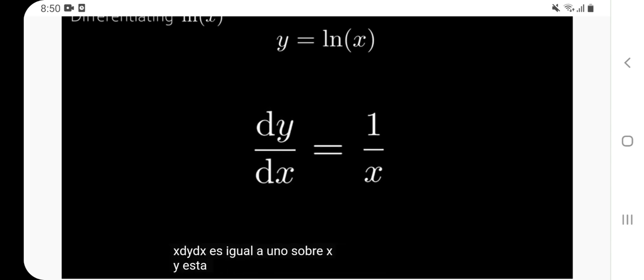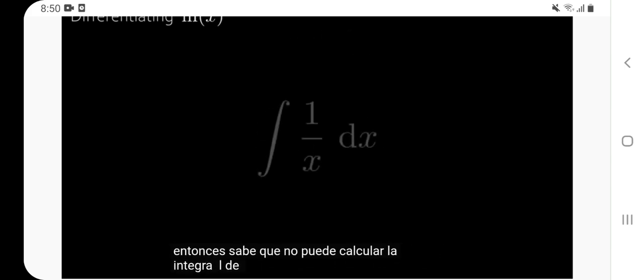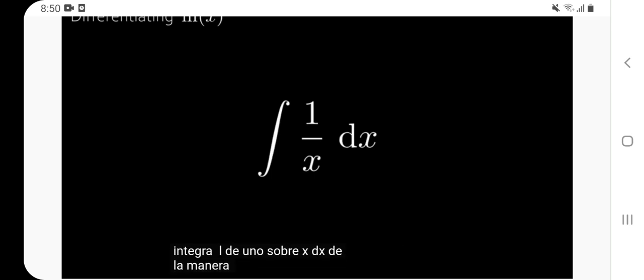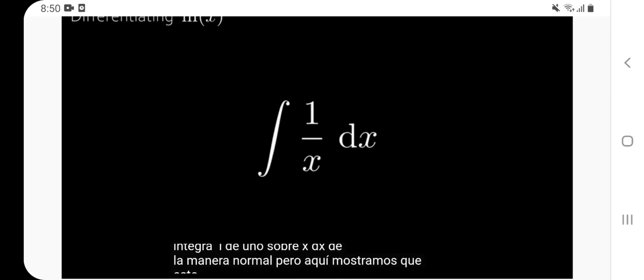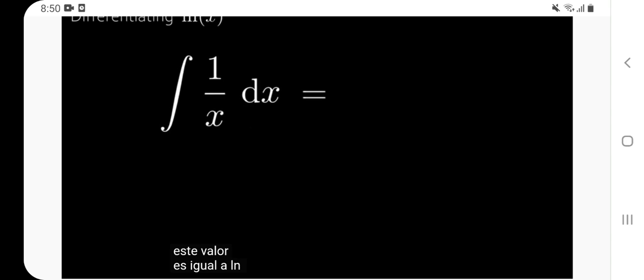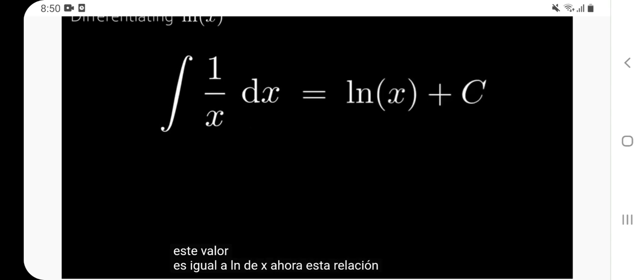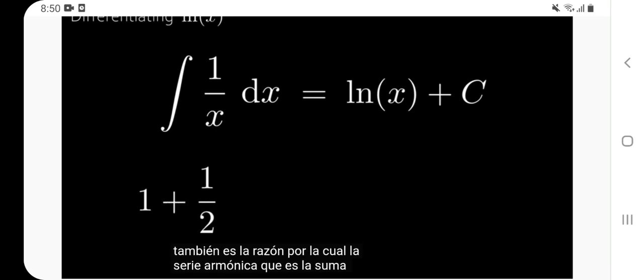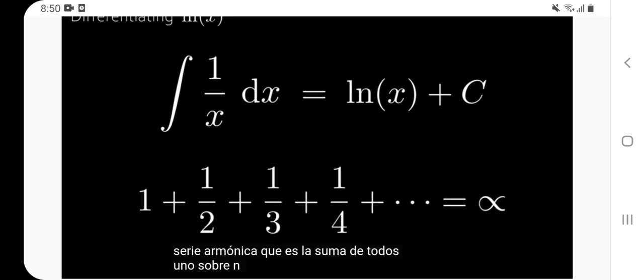And this unbelievable connection has very important consequences. For example, if any of you have done integration, then you know that you cannot calculate the integral of 1 over x dx the normal way. But here we show that this value is equal to ln of x. Now this relation also is the reason why the harmonic series, which is the sum of all 1 over n, diverges to infinity.